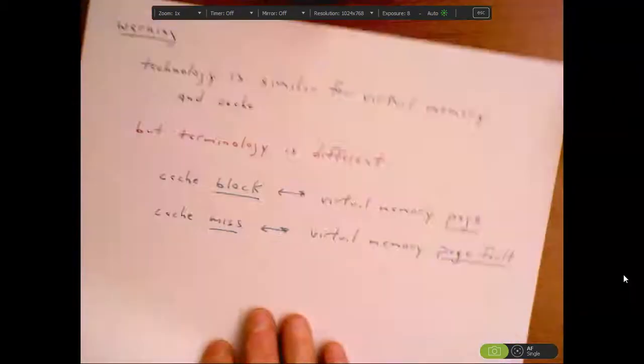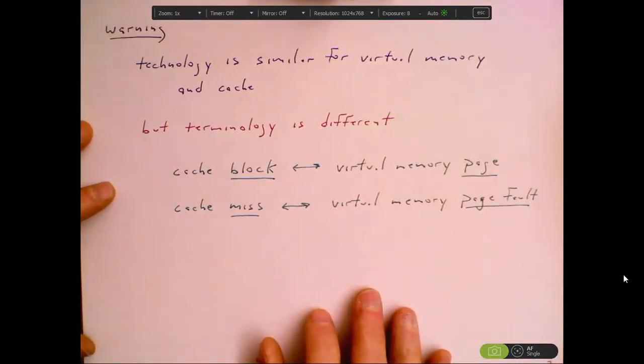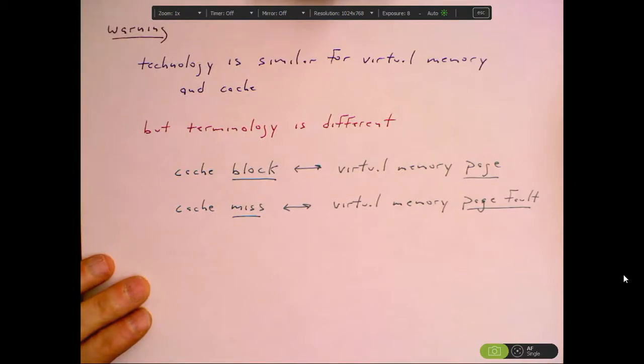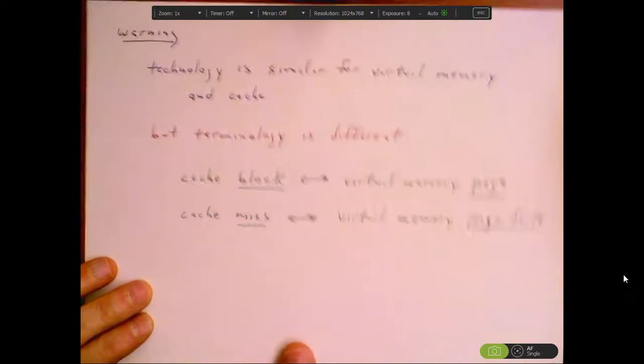Okay, I'm going to be talking about memory caches later, and even though virtual memory and memory cache technology is very similar, unfortunately the terminology is different. So when we talk about caches, we talk about blocks, and the term when we talk about virtual memory is pages. And in caches we'll talk about misses, and in virtual memory we'll talk about page faults. So I just wanted to let you know that up front so you can translate that back and forth. The concepts, though, are the same, or very closely similar.